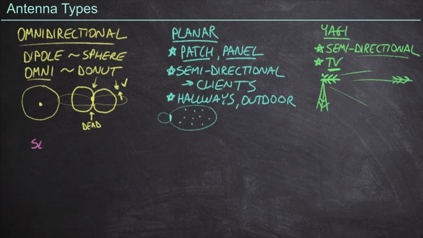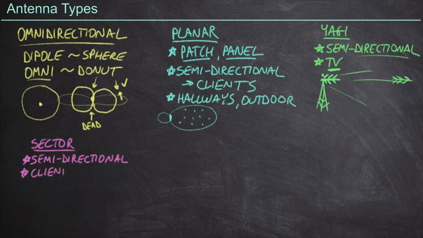Now, next up is the sector antenna. A sector antenna is interesting because it's also considered to be semi-directional, but we're seeing that even though these can be labeled as semi-directional, that they really can be very different from one another. And so a sector antenna is designed still to communicate with clients, and it's going to be a little bit more focused on providing a wide angle. And this angle can vary.